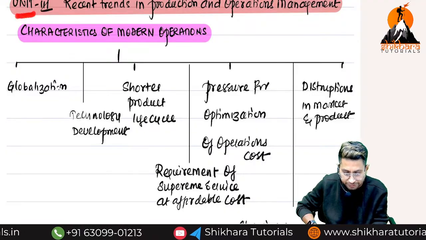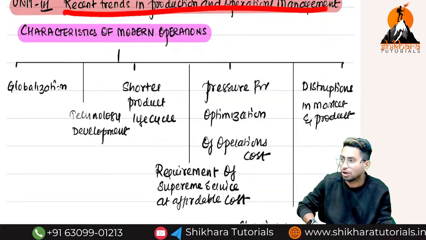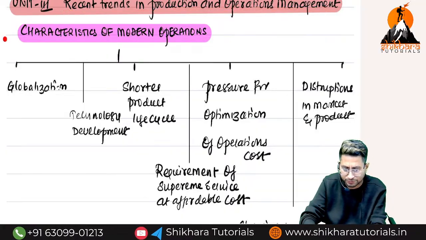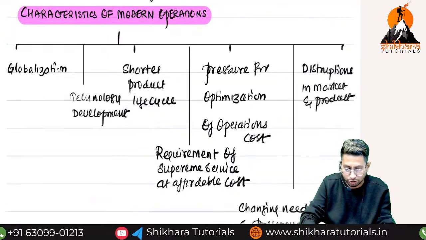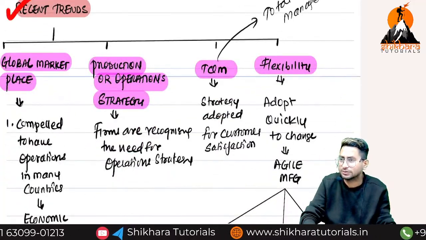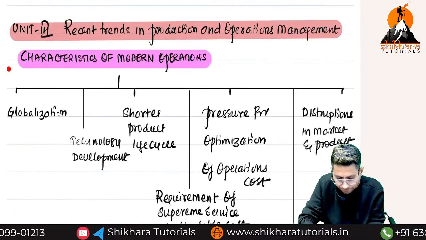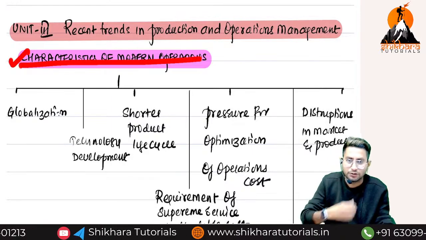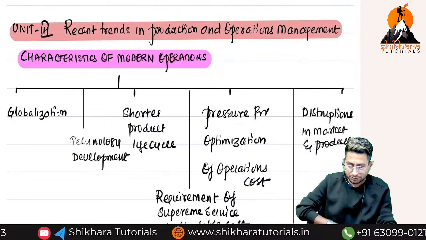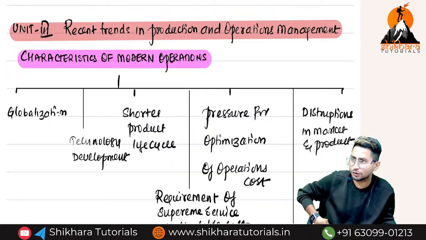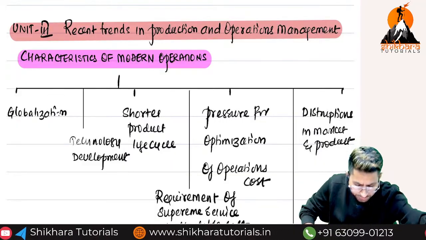Unit 3, recent trends in production and operations management. Here 2 small questions we have. Characteristics of modern operations and recent trends. What is the first one? Globalization. Now, what is globalization?